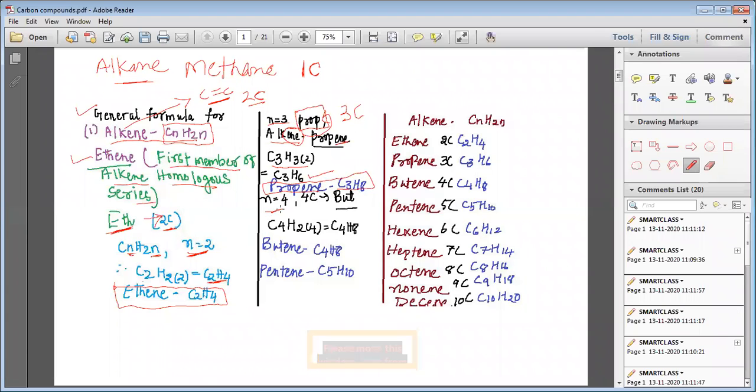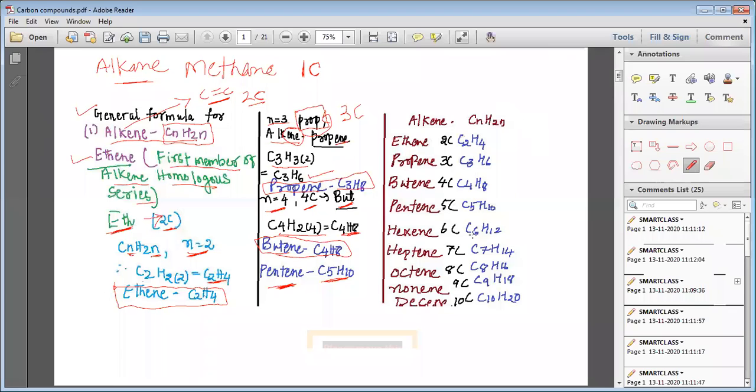Now, if we take n is equal to 4, that means we will have 4 carbons. So we will have but. If we take n is equal to 4, for CnH2n, we will write C4H2 into 4, that is C4H8. So for butene, we have the molecular formula C4H8. In the same way, my dear students, for pentene, we can write C5H10. So now, my dear students, you must have understood that some particular words represent the number of carbons.